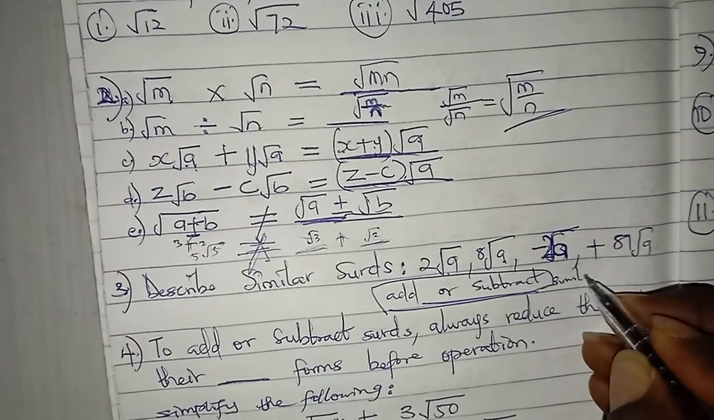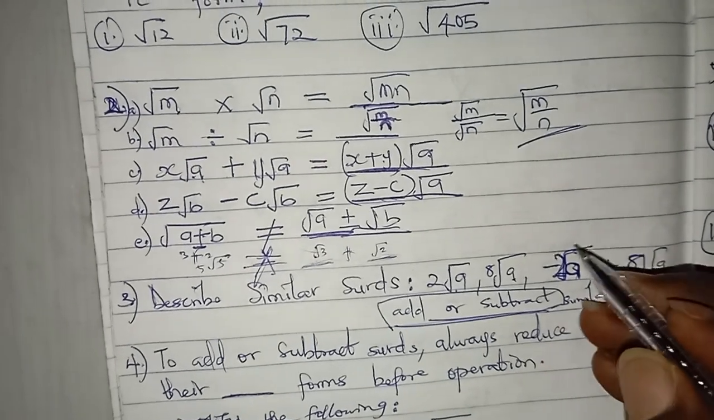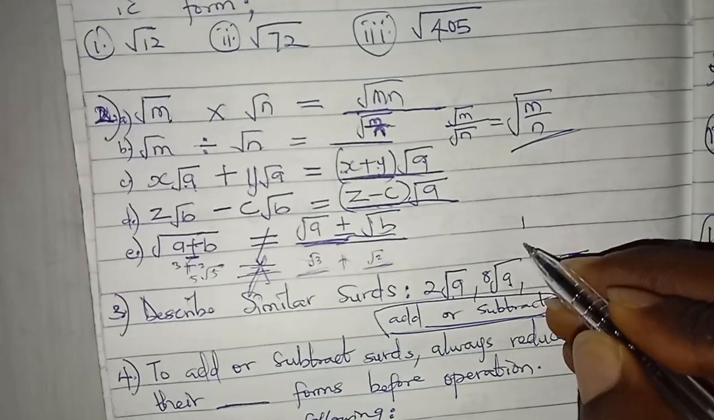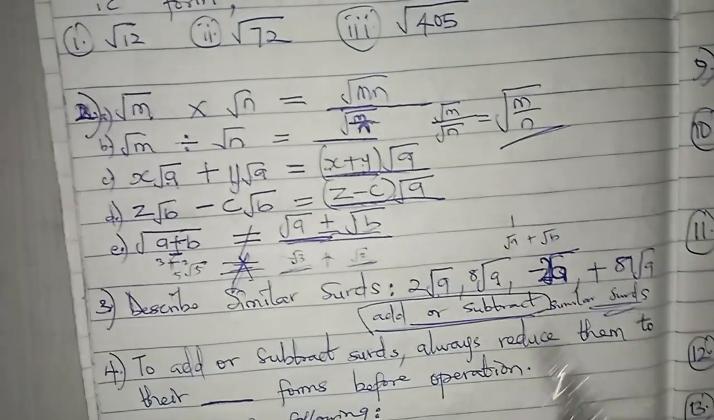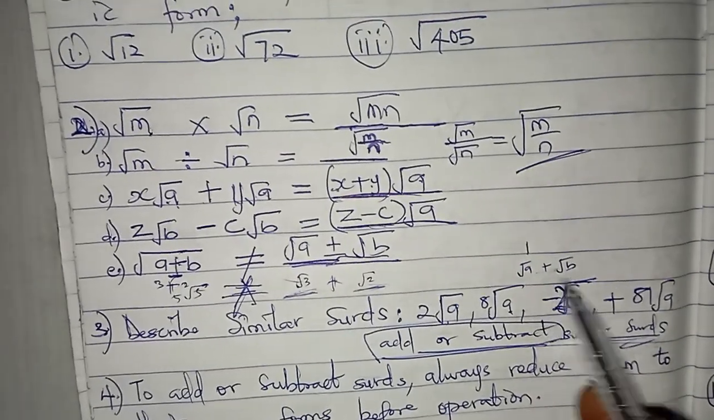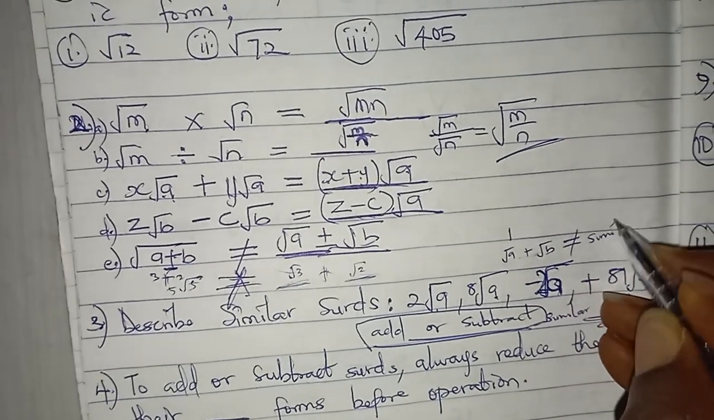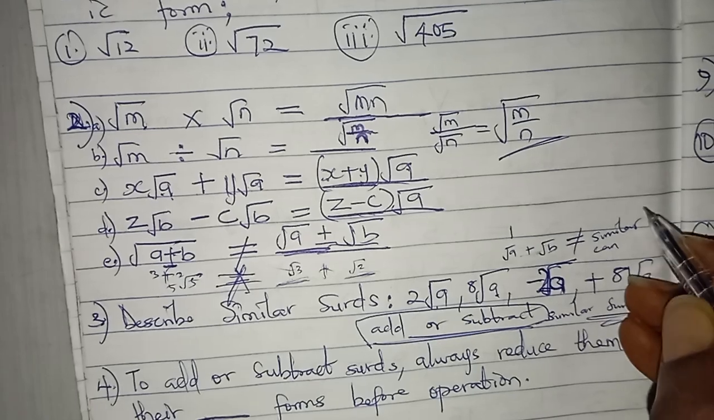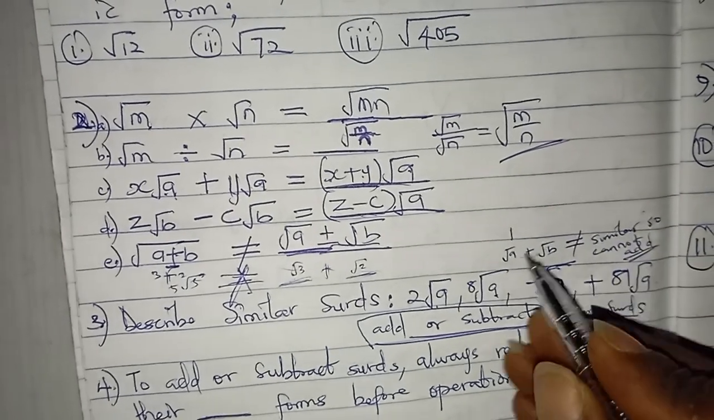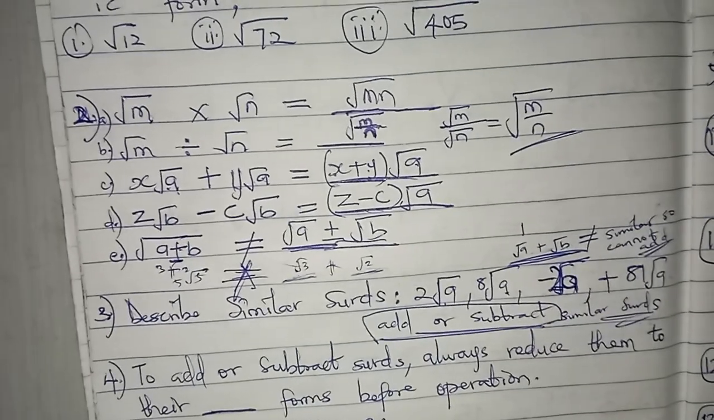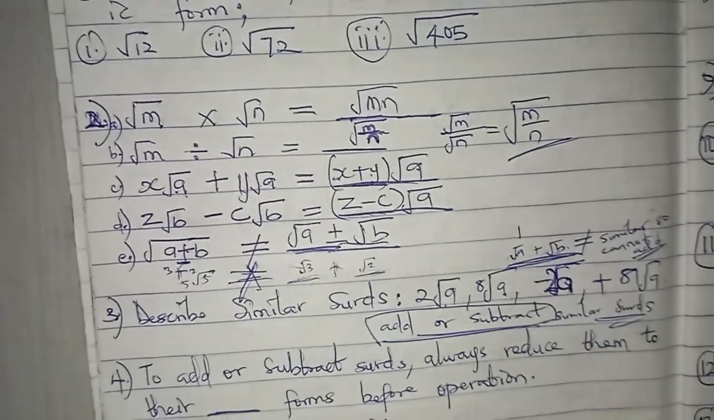So you can add or subtract similar surds. But if, for example, I have root a plus root b, I cannot add these two things. They are not similar. So I cannot add or subtract them. I just leave the answer like this. You need to know this. If they are not the same thing in the roots, don't add or subtract.